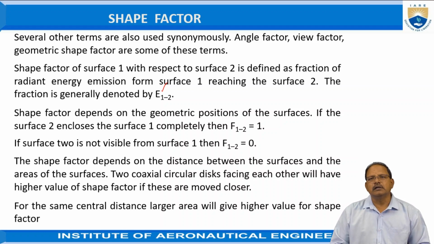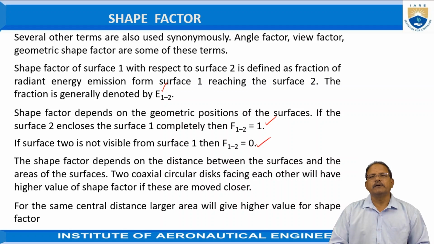The shape factor depends on the geometric position of the surfaces. If surface 2 includes surface 1 completely, then the shape factor of 1 to 2 is treated as equal to 1. Here, from 1 to 2 means 1 is the object which is giving the energy, and 2 is the object which is receiving the energy from 1. If two surfaces are not visible to each other, in that case the shape factor of 1 with respect to 2 is treated as 0.